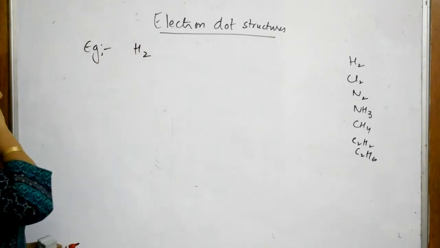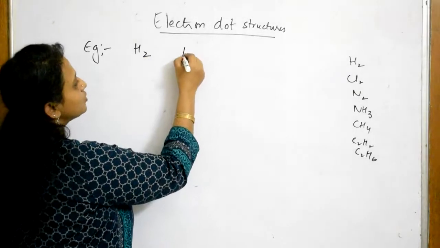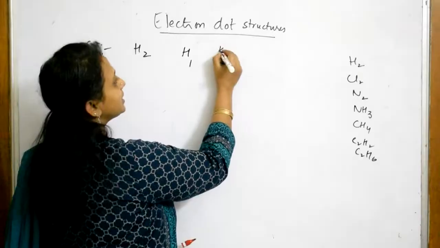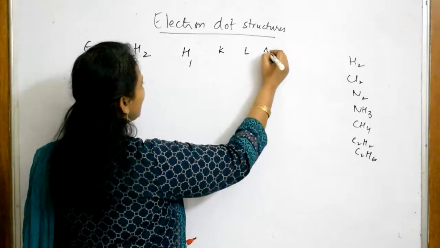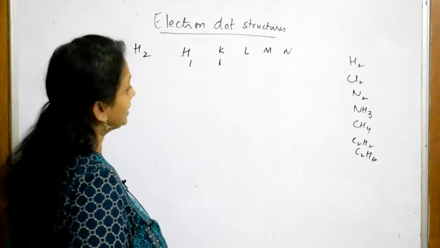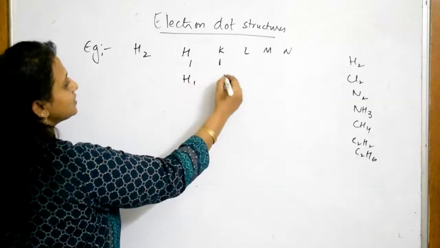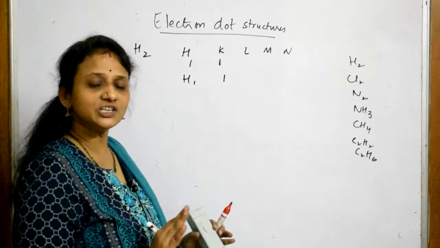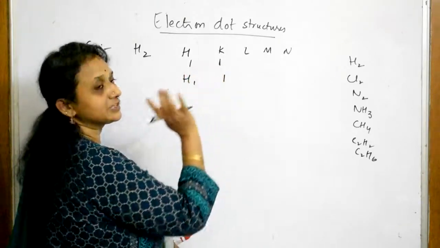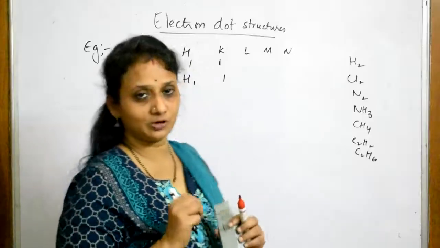Here for hydrogen, as I said, 2 atoms are there. One hydrogen has atomic number 1, so divide into K, L, M and N shells. Only one electron is there in K. One more hydrogen is there, also with 1 electron. Now these two share together, and when both share, they form a covalent bond, correct?